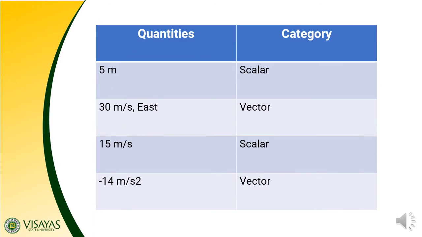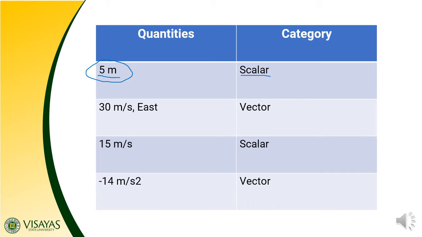For us to really understand the major difference between scalars and vectors, we must take a look at this table. In the first column, we have the different quantities. On the second column, we have the different categories such as scalars or vectors. In the first example, we have 5 meters. And its category is a scalar quantity. Why? Because scalar is more focused on the magnitude alone or the numerical value. So 5 meters is a numerical value. So we can say that it is a scalar quantity.